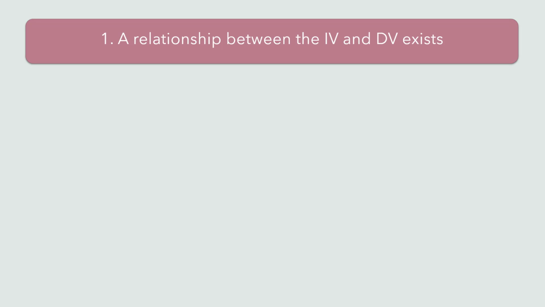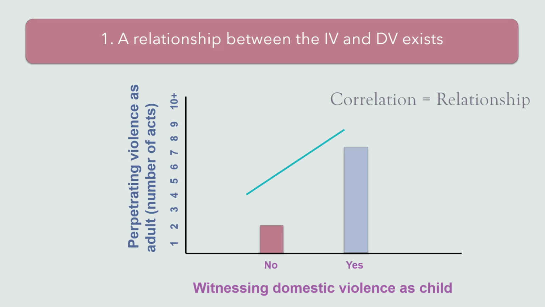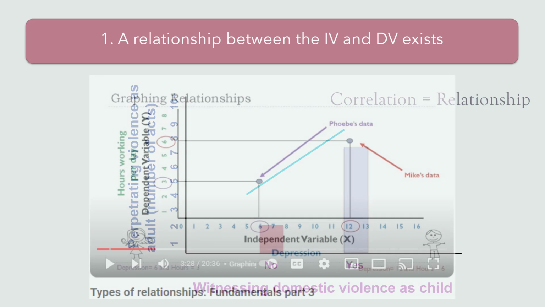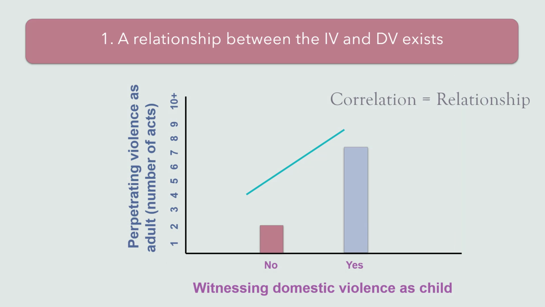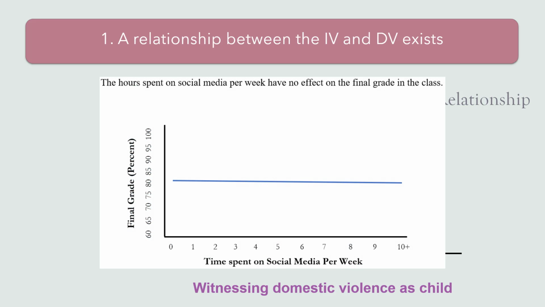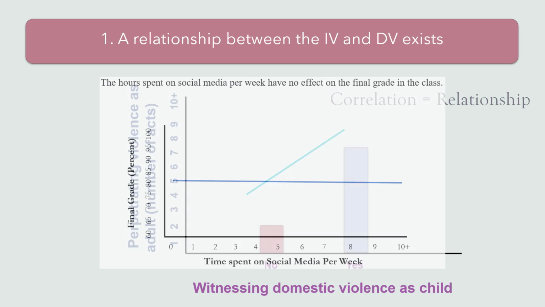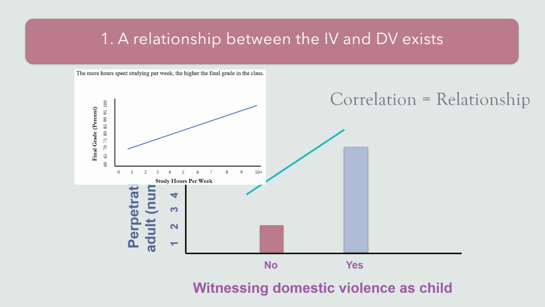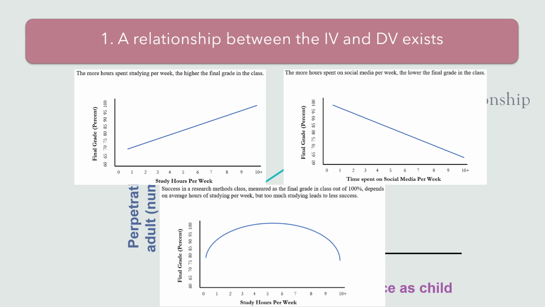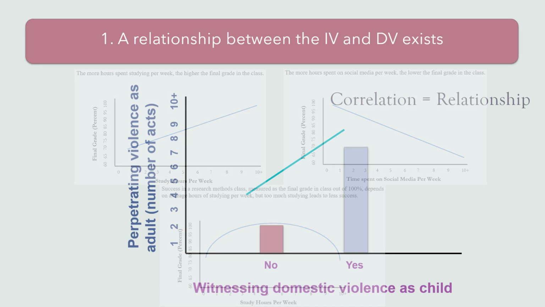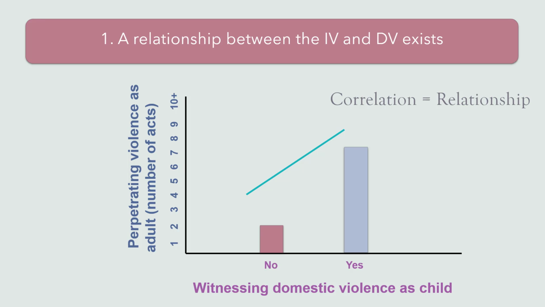Okay, number 1. This relationship exists, right? We've already gone over this in the graphing lecture, which is also a video here, in terms of the different types of relationship. You can have no relationship, but then there are 3 types of relationships you can have. Positive, like the one here, negative, where the slope goes down, and then curvilinear. Right?